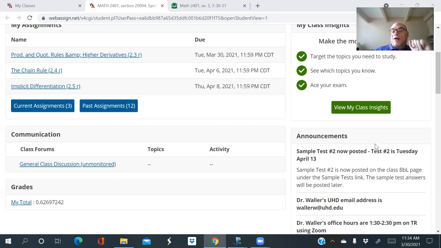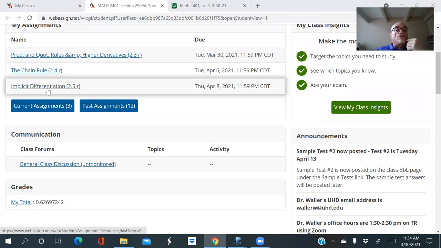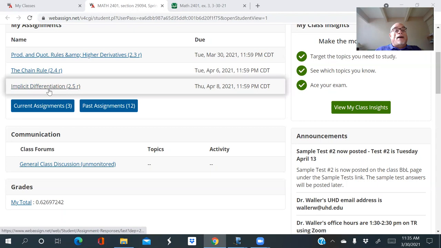That will be posted on April 13th. I'll give more details, like time details and the due date, later, but it'll start on Tuesday, April 13th. The sample test is now posted, and that includes through implicit differentiation. So this is really the last homework that will be on the test. We will probably be past implicit differentiation by the time of the test, talking about other things, but those other things will not be on the test. This is the final homework for the test.